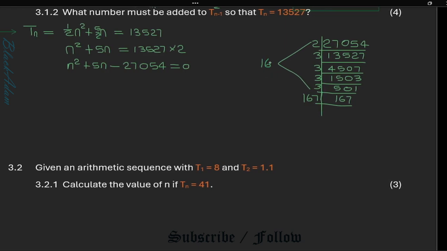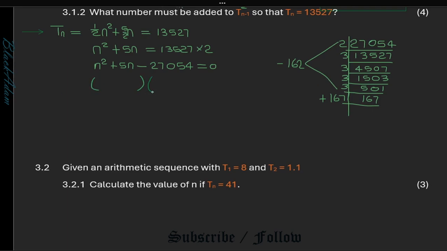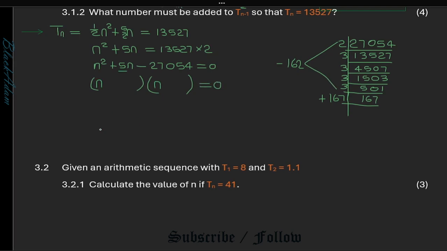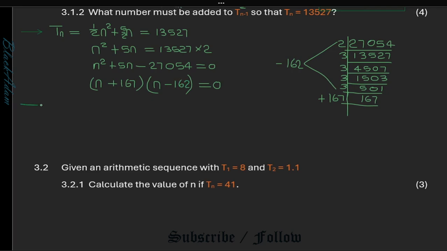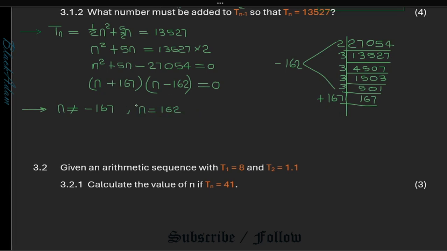So 2 times 3 times 3 times 3 times 3 gives us 162, and then we have 167. So 162 multiplied by 167 gives us 27054. Factoring, we have positive 5 in the middle, so it's going to be n plus 167, n minus 162. Remember, n is the number of terms, so it can never be negative. So n is not equal to minus 167, and n is equal to 162. So that's the term in question.